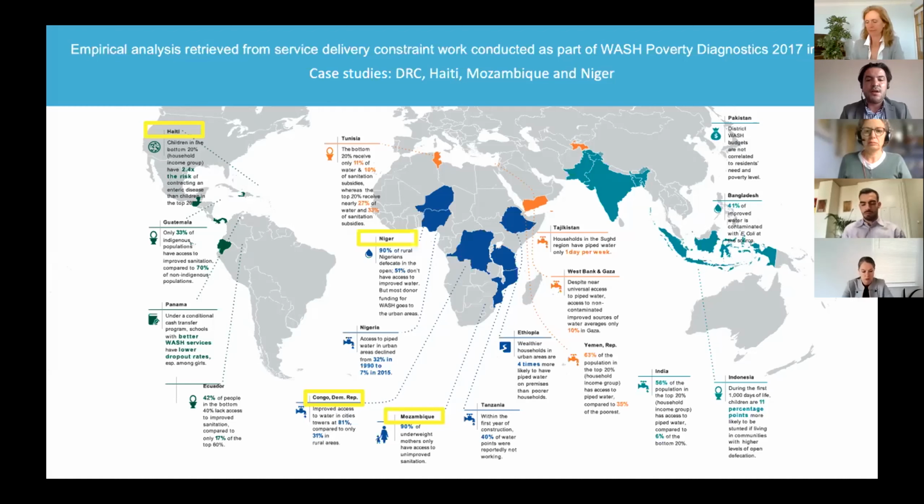And this served as a central piece of information feeding the empirical analysis of our paper. We applied our empirical approach to the following four countries: the Democratic Republic of Congo, Haiti, Mozambique, and Niger. We selected these countries because they share a series of commonalities. They all have low levels of access to WASH services. They have high shares of the population living in rural areas, elevated levels of poverty, and perhaps more importantly, they all experience severe constraints in institutional service delivery.